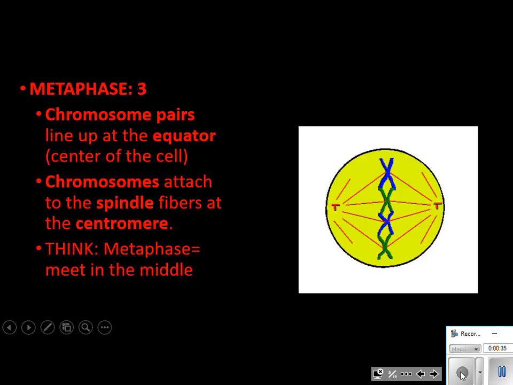Meeting in the middle. Okay, the chromosomes are attached to the spindle fibers, and they are aligned right here in the middle that we called the equator. Good. So if you remember, what was the little memorization helper with the stages? PMAT. So what's coming next? A, which is anaphase.